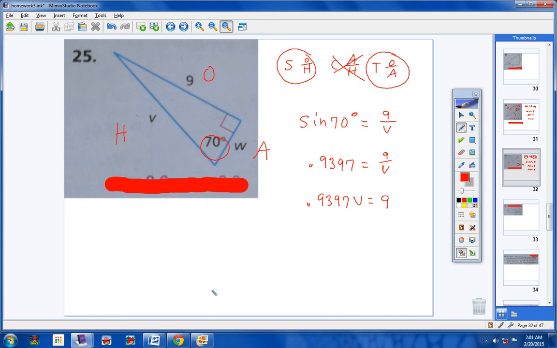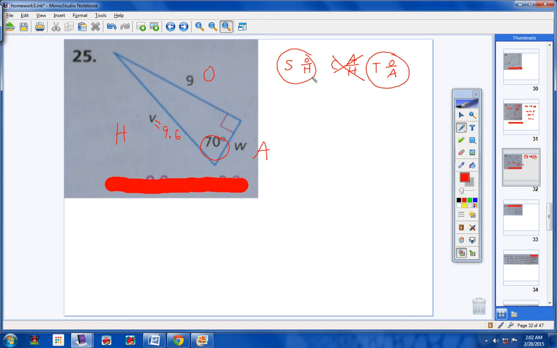All right, let me quickly do that with my calculator. I'm getting 9.577, so I'm going to put 9.6. I'm going to round to one decimal place. So phi equals 9.6. So come over here, put an equal sign, 9.6. Alright? Okay, we used the sine.